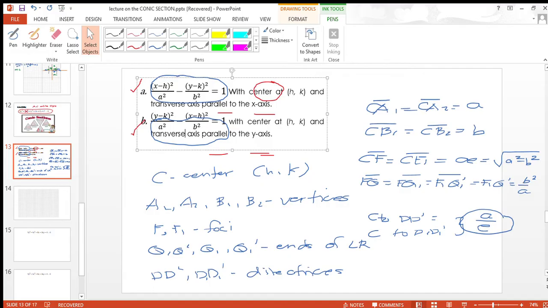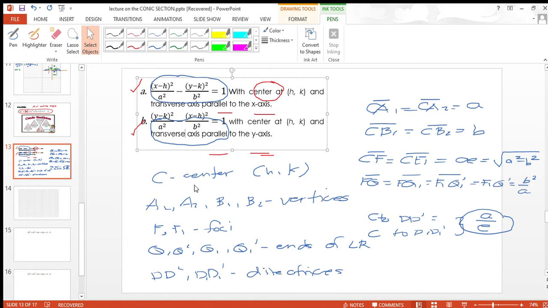So very similar to the ellipse. But for the ellipse, A is greater than B. So that's our basis, the greater value in the denominator. But this time, for the hyperbola, the first term will be positive, the second term will be negative. Where you find the positive term, that's where you find your transverse axis.